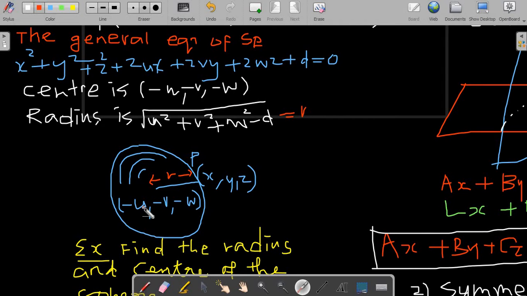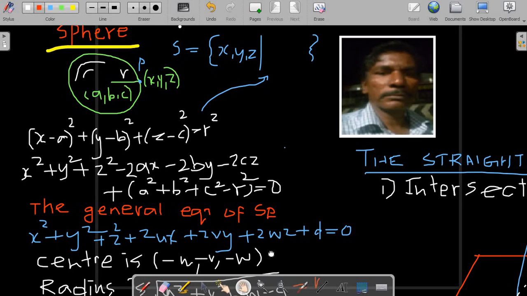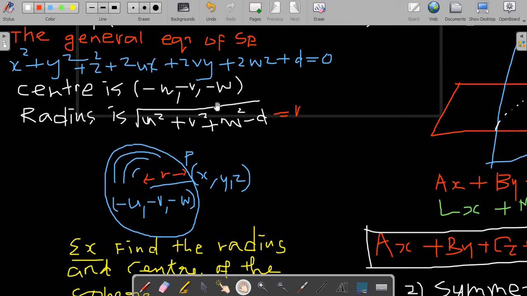As far as the sphere is concerned, there are these two things that you have to understand. The first one is the particular case where the center is a, b, c and the radius is r. And then the general case where minus u, minus v, minus w is the center and the radius, the constant distance, is the square root of u square plus v square plus w square minus d. If that is the case, definitely this would be the general equation of a sphere. That's what you have to understand.